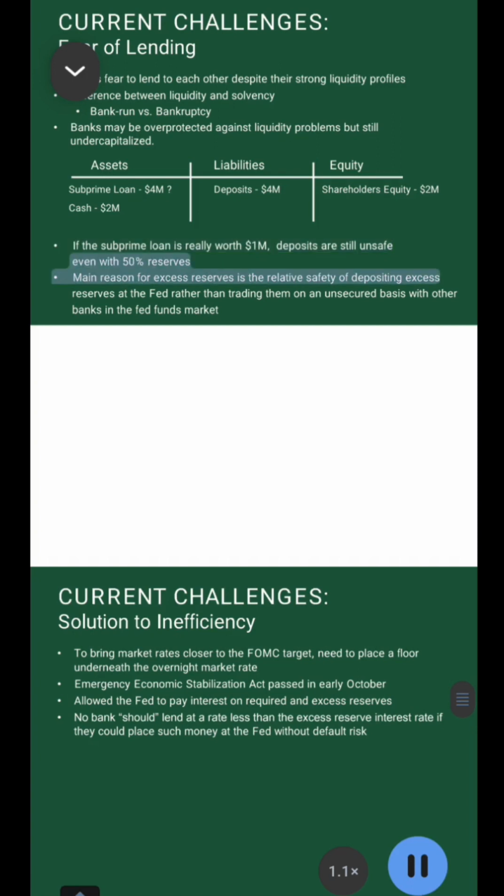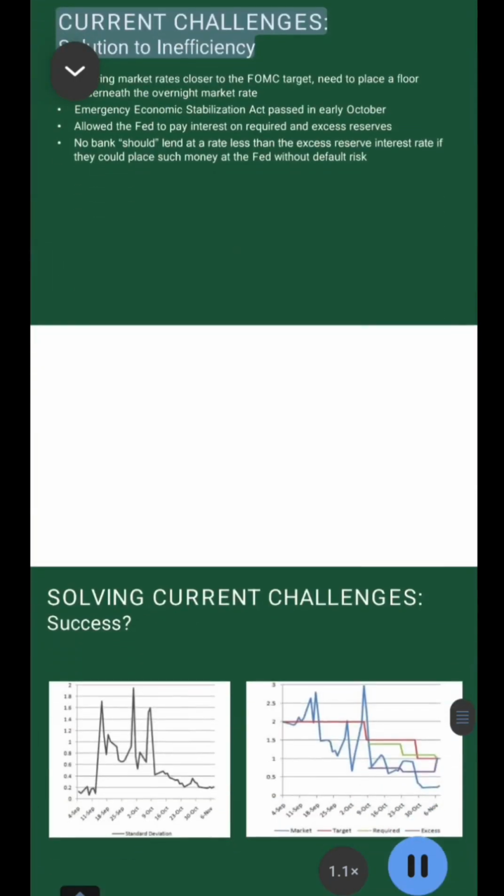If the subprime loan is really worth $1 million, deposits are still unsafe. Even with 50% reserves, the main reason for excess reserves is the relative safety of depositing excess reserves at the Fed rather than trading them on an unsecured basis with other banks in the Fed funds market.